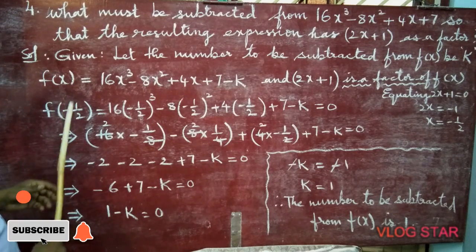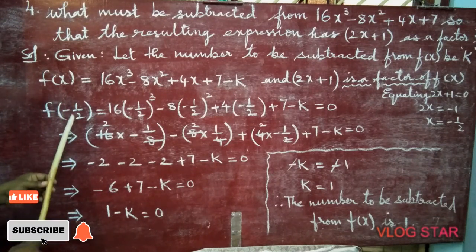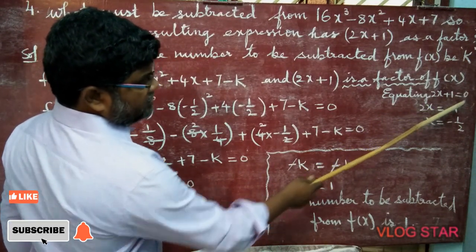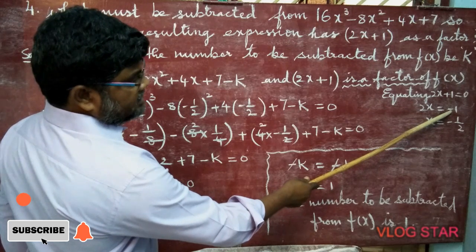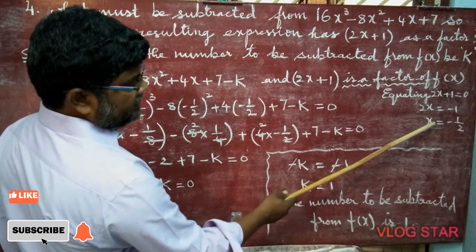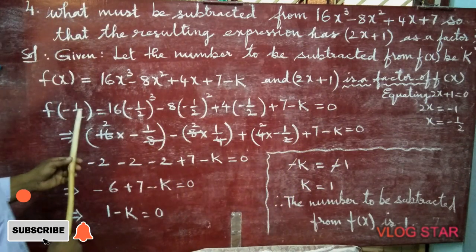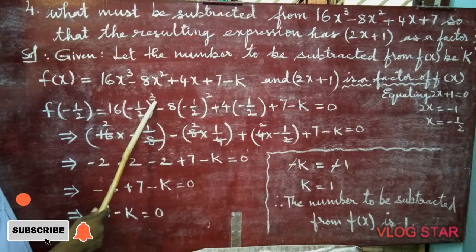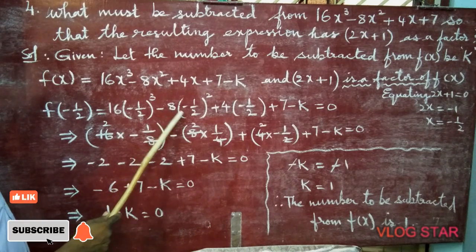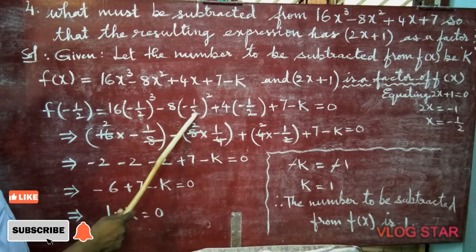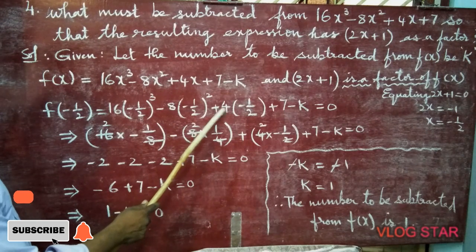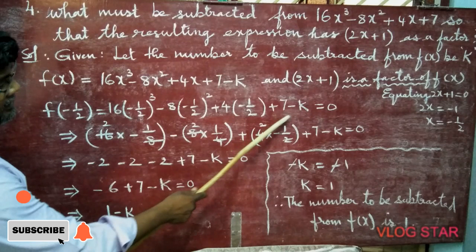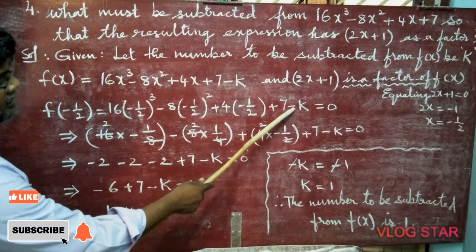So in the place of x we are going to substitute minus 1 by 2. How? Equating 2x plus 1 is equal to 0. 2x is equal to minus 1. Plus 1 goes that side. So x is equal to minus half. Now replace: 16 into minus 1 by 2 whole cube minus 8 into minus 1 by 2 whole square plus 4 into minus 1 by 2 plus 7 minus k.